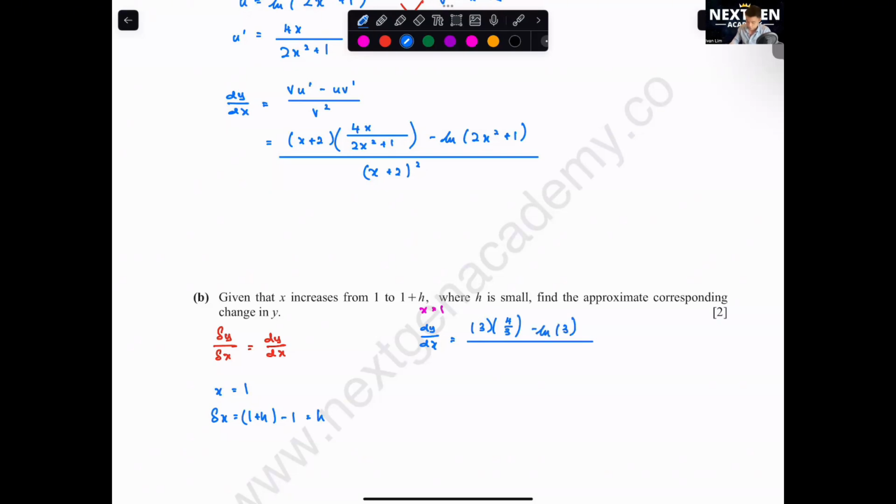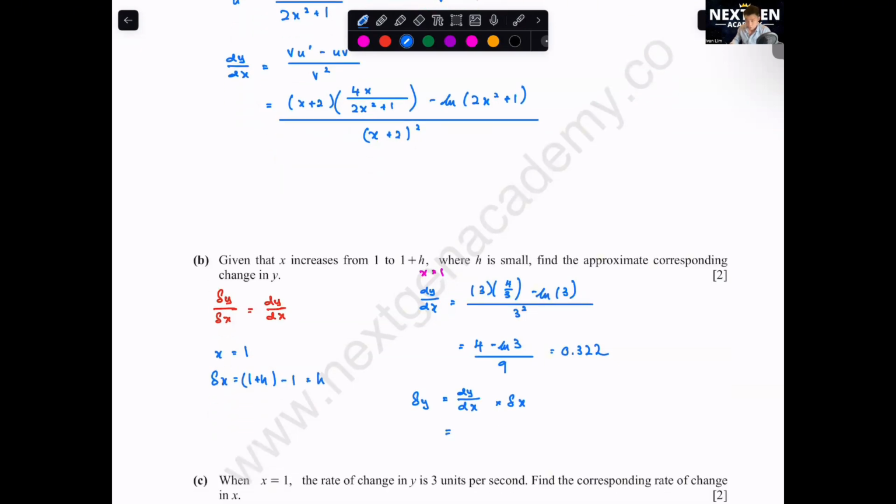You can check the value here. Over 3 squared: 4 minus ln 3 over 9. This is the dy over dx. You can either leave it like this or write it as a decimal, 0.322. They want us to find delta y. Delta y equals dy over dx multiplied by delta x. So you get 0.322h, or you can leave it as 4 minus ln 3 over 9 h.